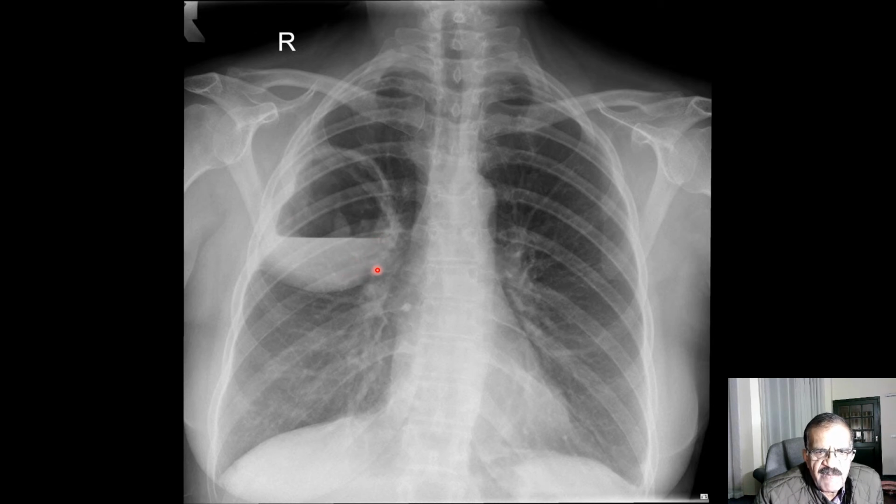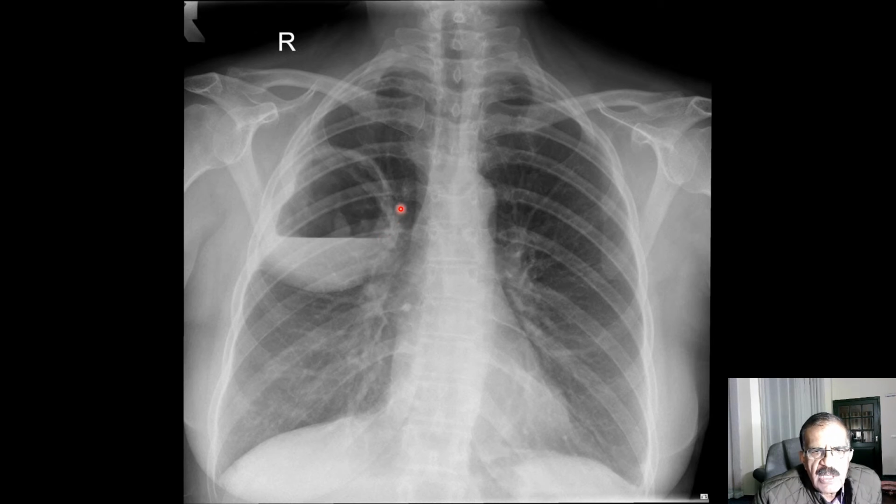This is actually a cavity. You can see this cavity. This is a cavity wall. Not very uniform, but not very ragged, or what we call rugged. Not very abnormal, irregular. That is suggestive of malignancy.